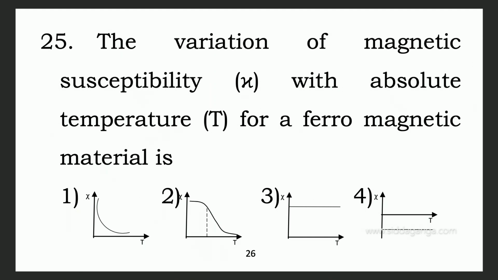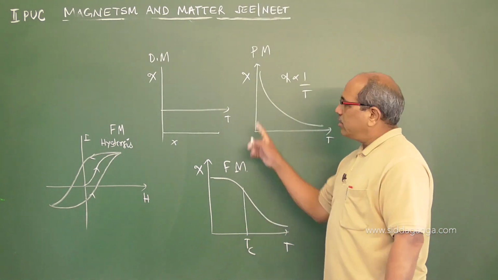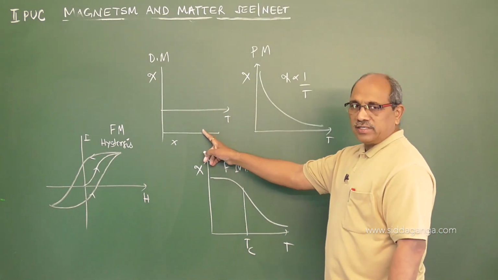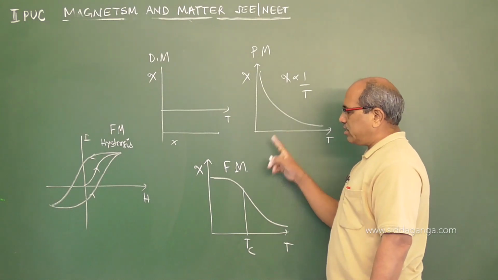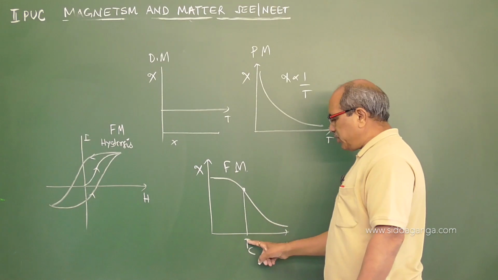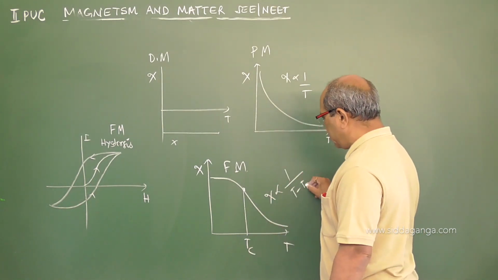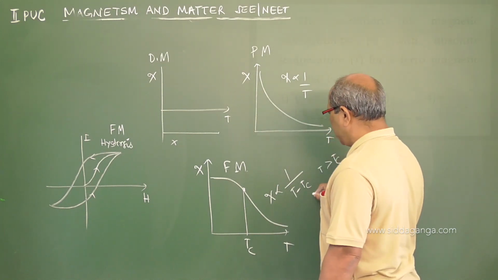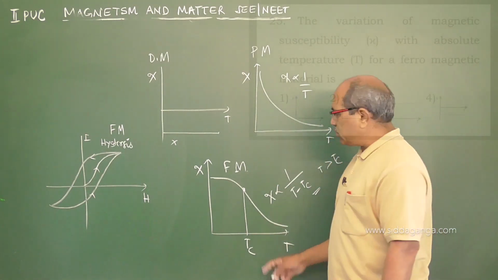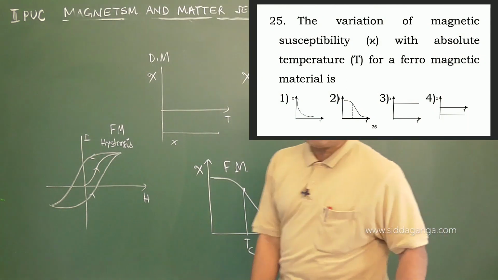The variation of magnetic susceptibility with absolute temperature T for ferromagnetic material is... So you have seen the three graphs I have given here. This one is holding good for diamagnetic. This is holding good for paramagnetic. This holds up to a certain temperature, it is almost the same. Above the Curie temperature, the fall starts because Xi is inversely proportional to T minus Tc for T greater than Tc is valid. That curve is possible for the second option, option number 2.